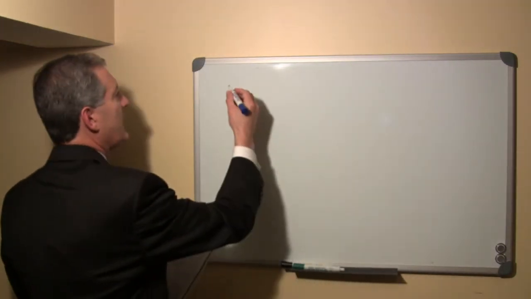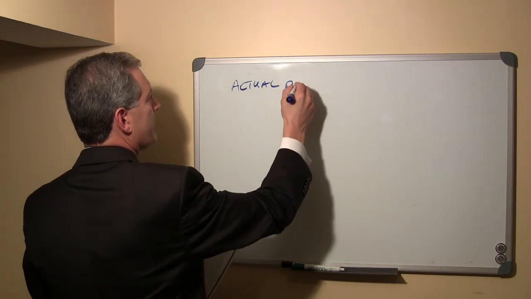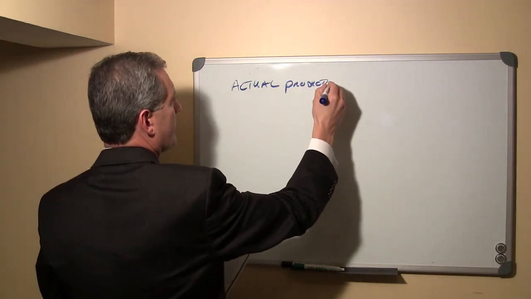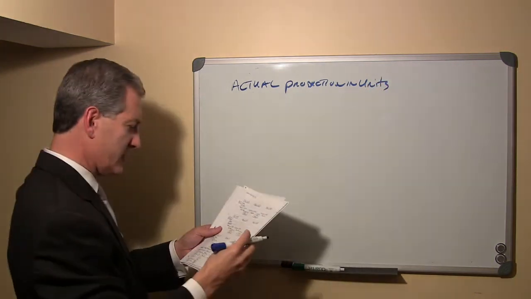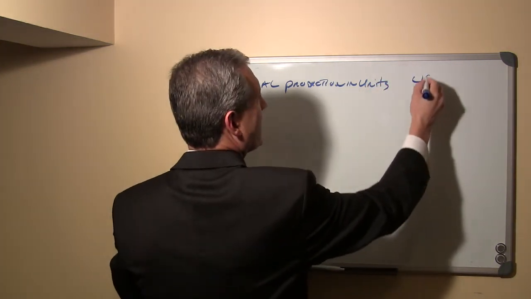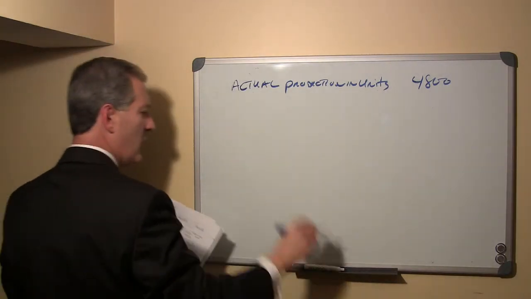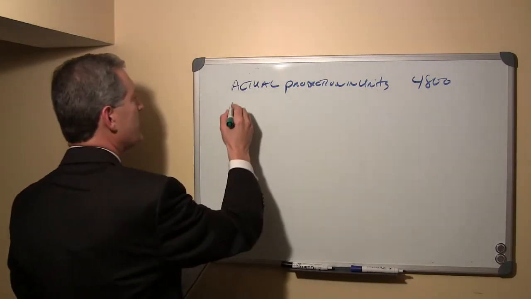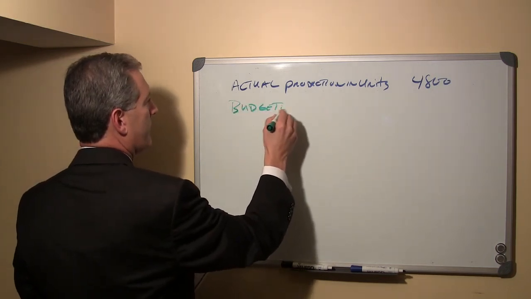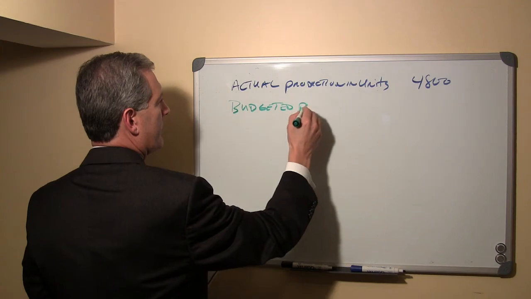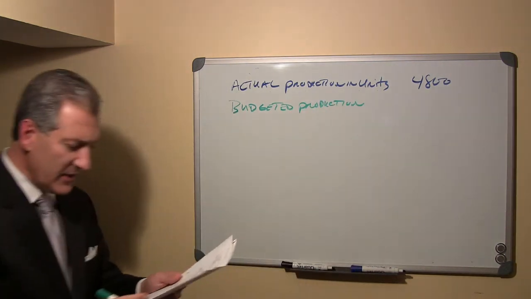Let's look at the actual production in units. Actual production in units was 4,800 units. That was the actual production. But what did they budget? What was the budgeted production? They don't really tell us.